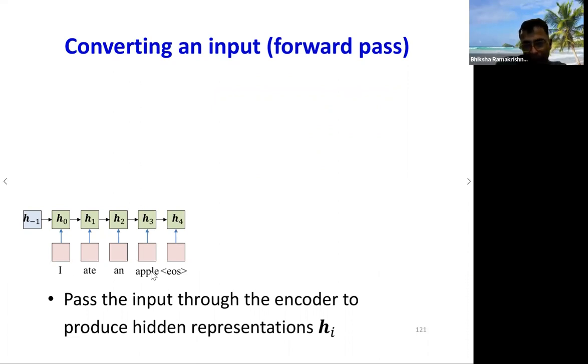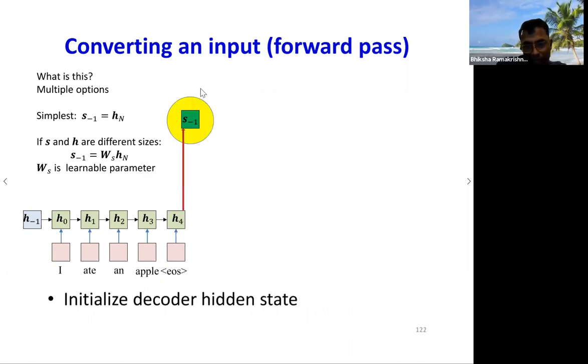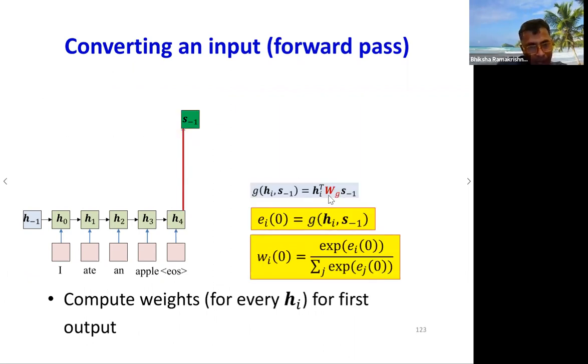I'm going to have an input. I pass it through the encoder, and I get a sequence of encoder state vectors. For the decoder, I'm going to initialize this hidden state, either from this final state or as a transform of it, or a zero, or as some fixed value. Zero seems to work just fine in many cases. Then, using this initial state, I'm going to compute the raw weights for all of the input hidden states. And then from the raw weights, I'm going to put them through a softmax and compute the normalized weights for all of these hidden states.